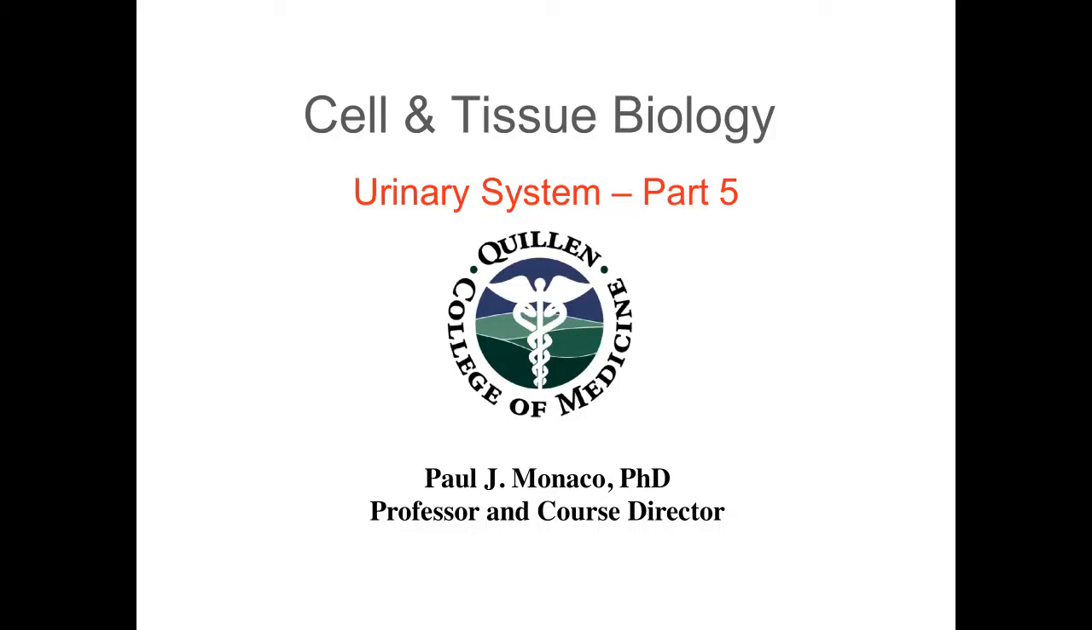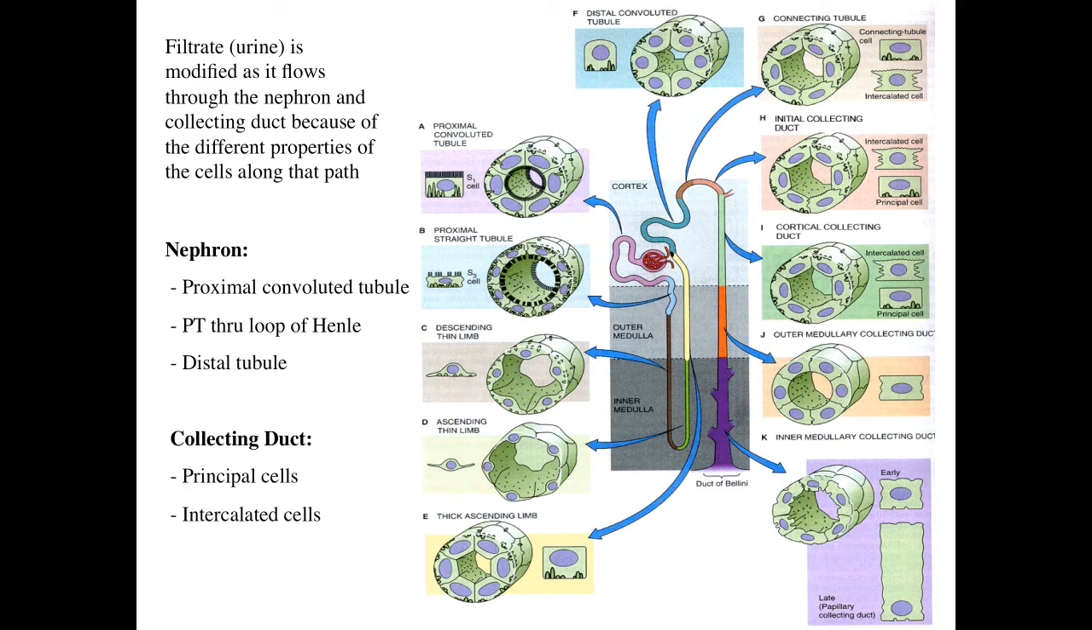In our fifth podcast on the renal system, we're going to talk about the renal tubules and the collecting ducts. Now, as you appreciate, the filtrate or urine gets modified as it flows through the nephron and the collecting ducts because of the different properties of the cells along the pathway. We're going to look in turn at cells of the proximal convoluted tubule, cells in the proximal tubule through the loop of Henle, cells in the distal tubule, and then the principal and intercalated cells in the collecting duct.